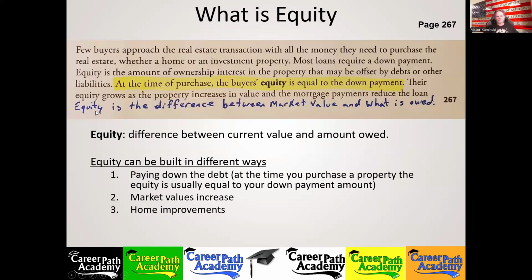So let's write that in your book too. Equity is the difference between market value and what is owed. That's on the first page in chapter 14 at the bottom. And these are the three ways you could typically build equity.